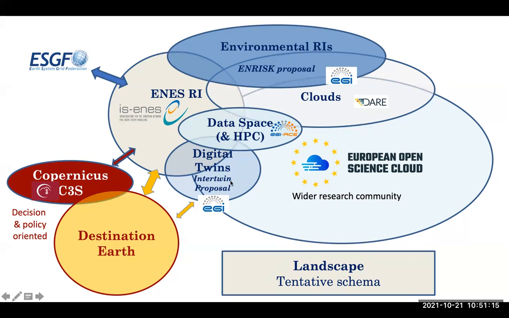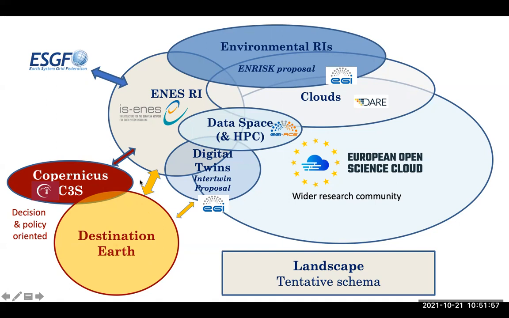And there is an inter-twin proposal that has been set with EGI. All that should allow in the future, and that's a bit how we see this link with EOSC, to strengthen the capacity to exploit more easily all those data, especially for communities that are less directly experts in climate modeling. And for the link with decision and policy, we are already working with Copernicus C3S. Destination Earth will start. It's still a bit difficult to really know exactly how it will be, but we will certainly interact with this Destination Earth.